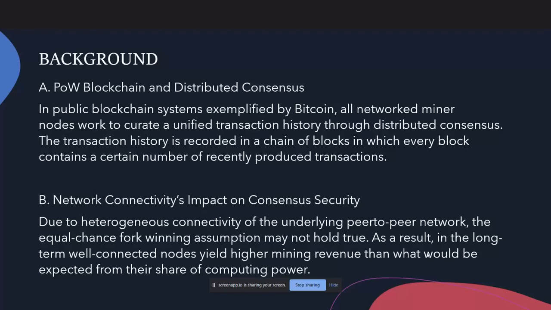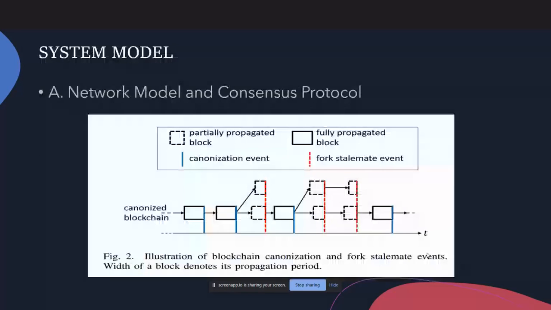Second, part B: network connectivity's impact on consensus security. Due to heterogeneous connectivity of the underlying peer-to-peer network, the equal chance of winning assumption may not hold true. As a result, in the long term, well-connected nodes yield higher mining revenue than what would be expected from the share of computing power.